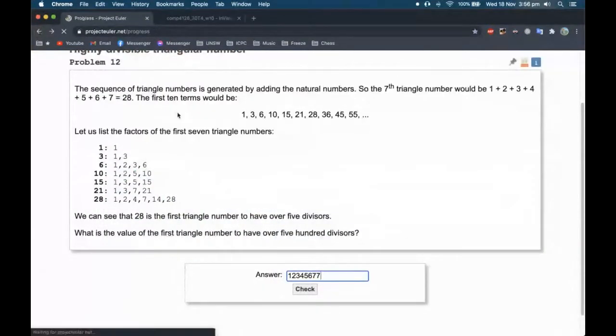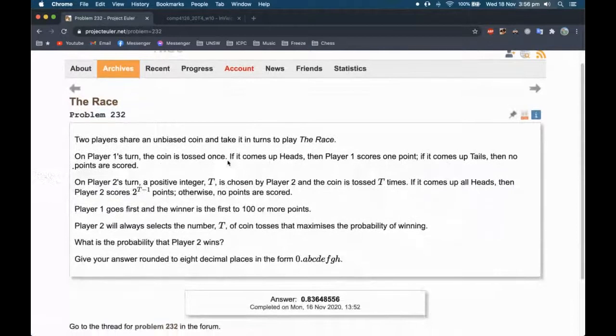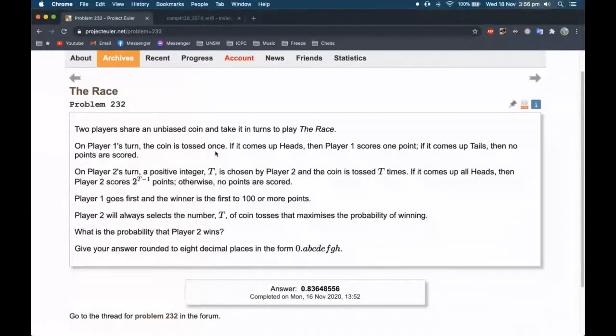But yeah, I kind of like these sort of problems. It feels like I'm cracking a puzzle every time I submit to it. They're a lot of fun. So the problem that we're going to be doing today is called the race. And as you can see, I've actually already submitted to this one, so it just tells you the answer straight up.